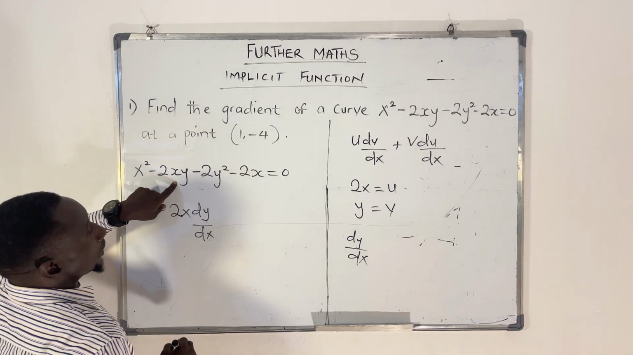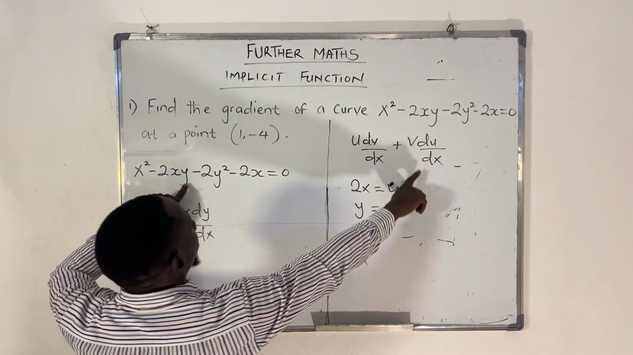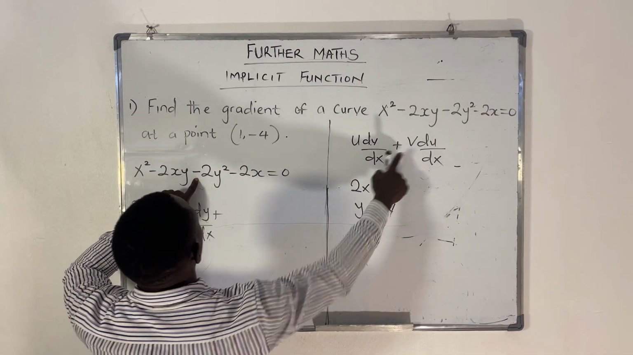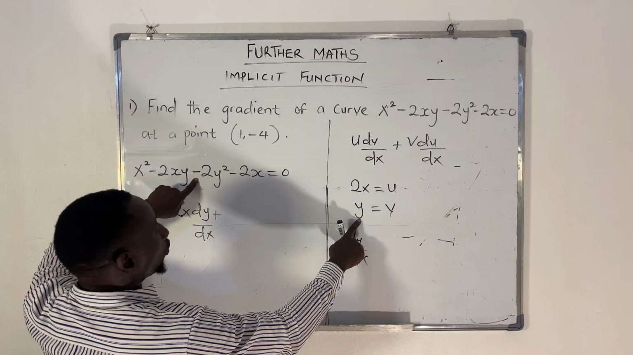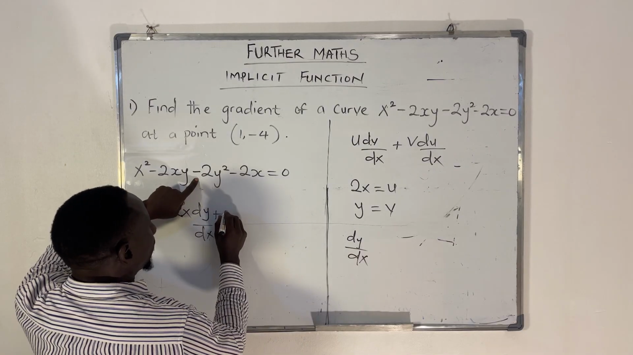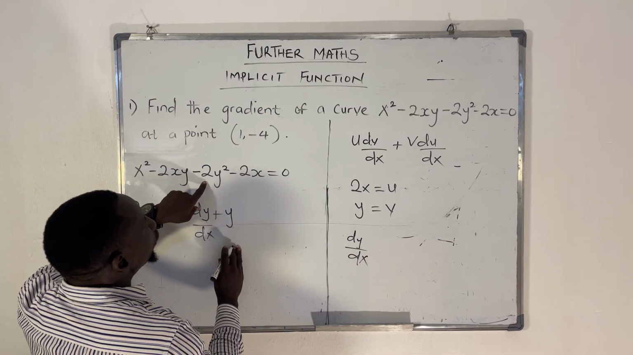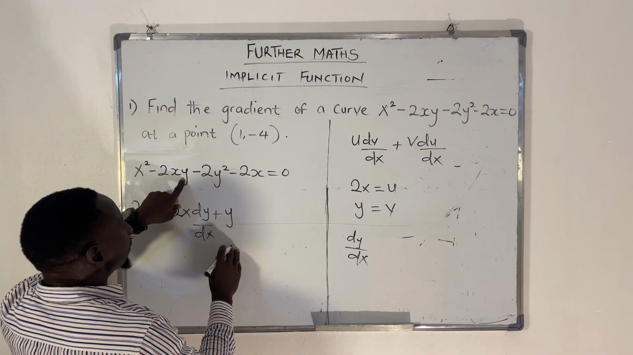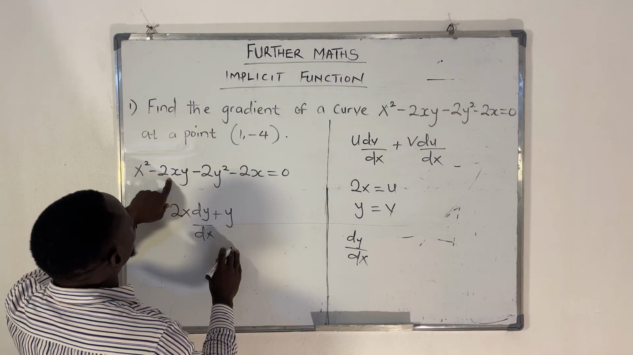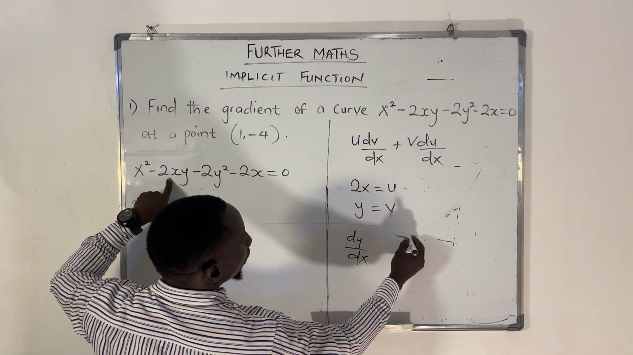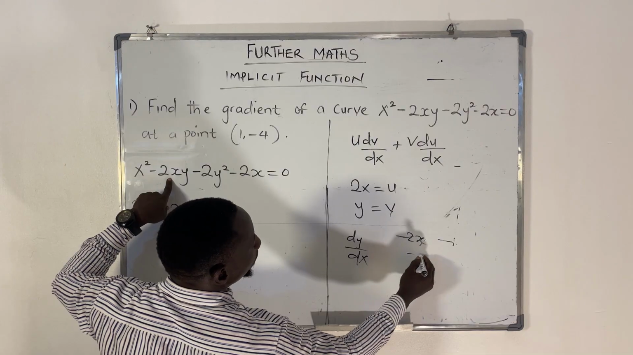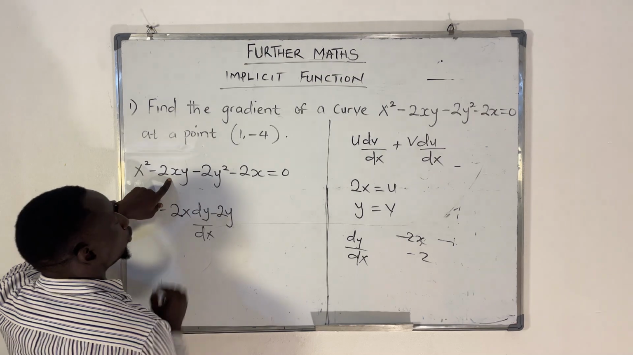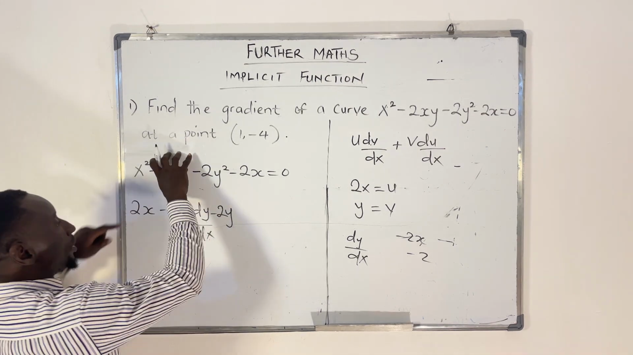Now, coming to the second part, here you have plus v. What is v? Our v is y. So you are keeping y constant and differentiating 2x, and when you differentiate 2x, you have minus 2. So here we can replace this with minus 2. Can you see? So we are done with this term.